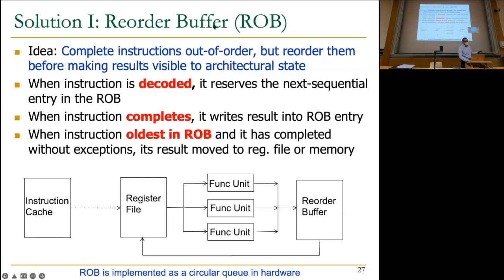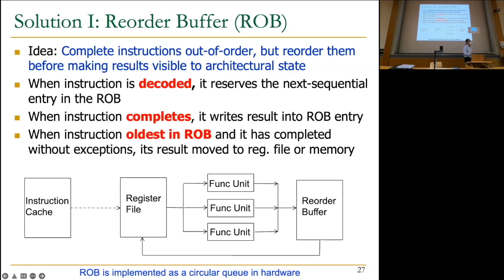And just to hammer it home, when an instruction is decoded, it gets allocated the next sequential entry in the reorder buffer. But this is a circular queue in hardware, so it's the next sequential entry in the circular queue. When the instruction completes, finishing execution in the functional unit, it writes its result into the reorder buffer entry. Now, later instructions can get that result from the reorder buffer, but the instruction doesn't write to the register file. When the instruction becomes the oldest in the reorder buffer and is completed without exceptions, its result is moved from the reorder buffer to the register file or memory.